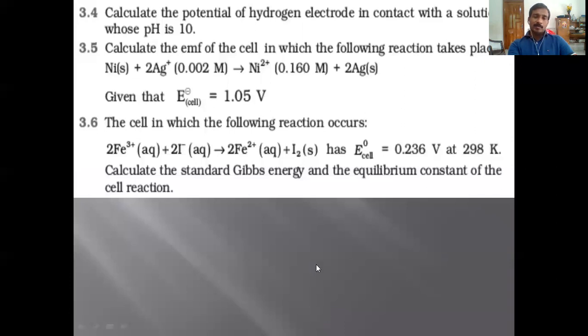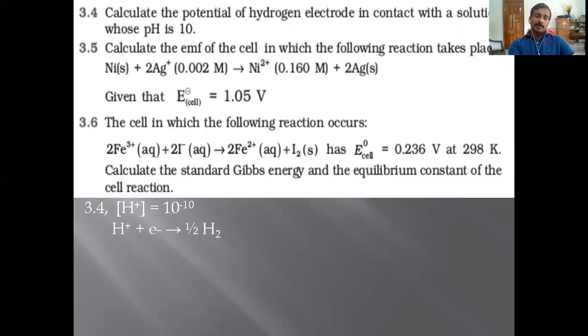Here you can see some problems. Calculate the potential of a hydrogen electrode in contact with a solution whose pH is 10. So here what we have to do: pH is negative logarithm of hydrogen ion concentration. So here what is hydrogen ion concentration? 10 raised to minus 10. So we can solve this problem. Concentration of H plus is equal to 10 raised to minus 10.